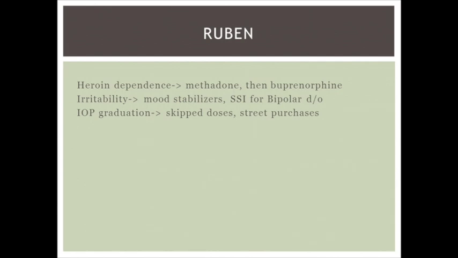And then IOP is for Intensive Outpatient Program. He graduated from that program, which involved a lot of group therapies and counseling. And on graduation, this was 3 years into his treatment, the staff noticed he was skipping doses of buprenorphine. He was starting to buy opioids on the street, opioid pills.